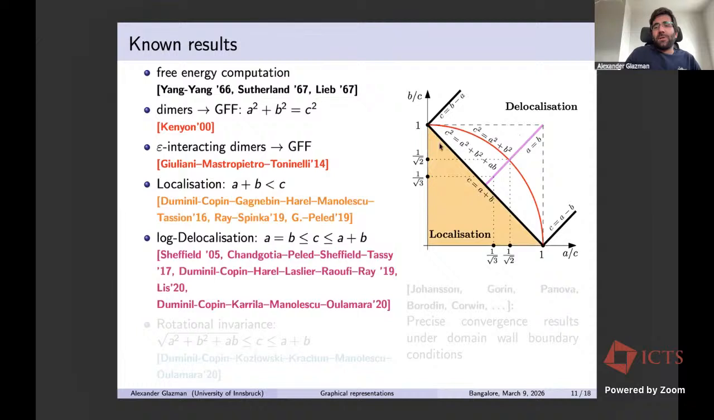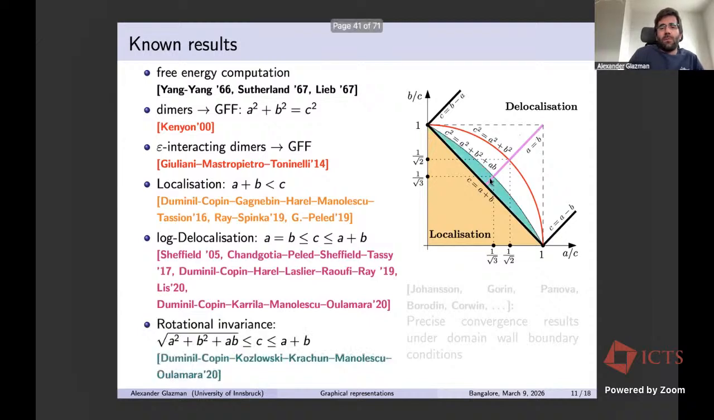Then localization was proven in this whole triangle, and delocalization was proven originally in the uniform case, and then extended first by Marching to a part of this pink line, and then by Hugo, Alex, and Jon and Mendes to the whole purple line. So this is A equals B, and C between 1 and 2.